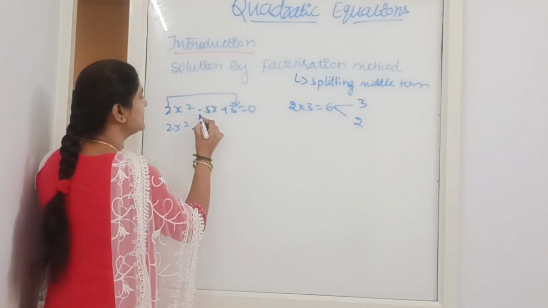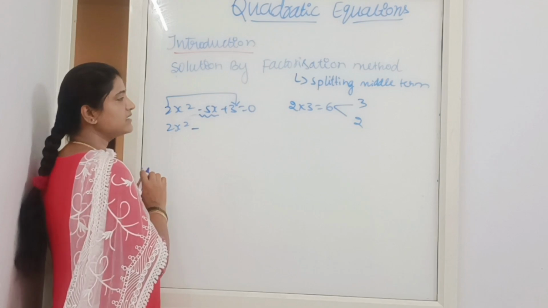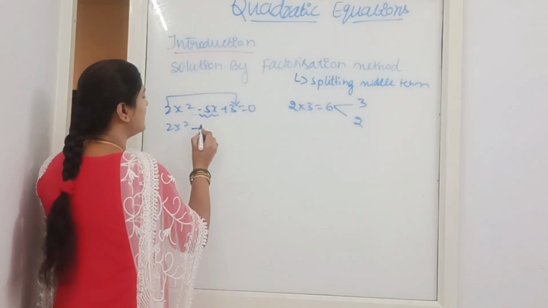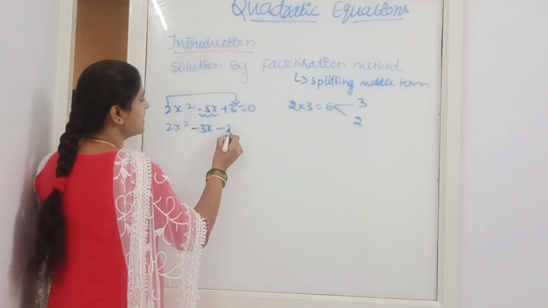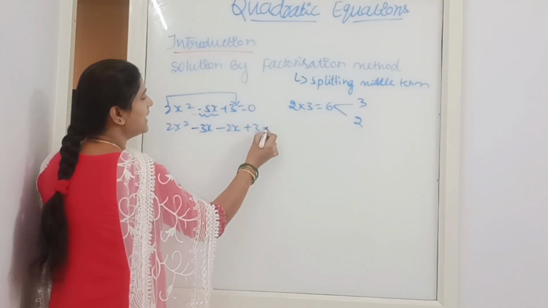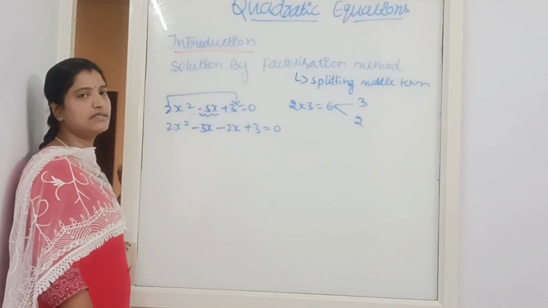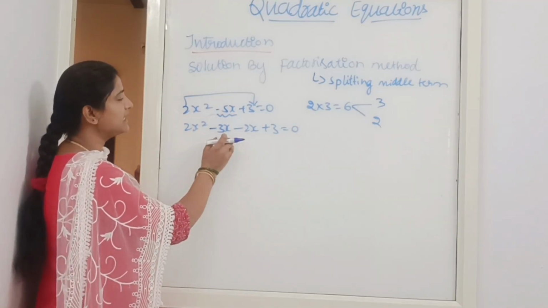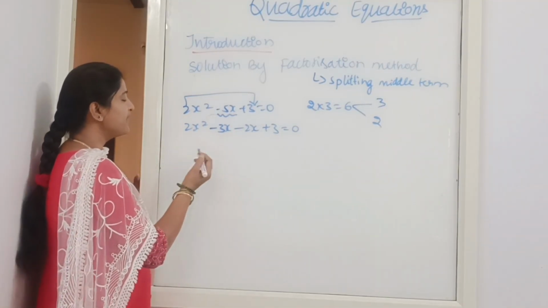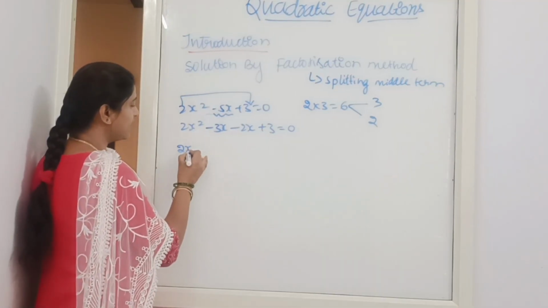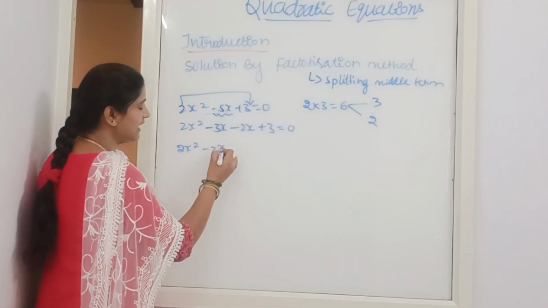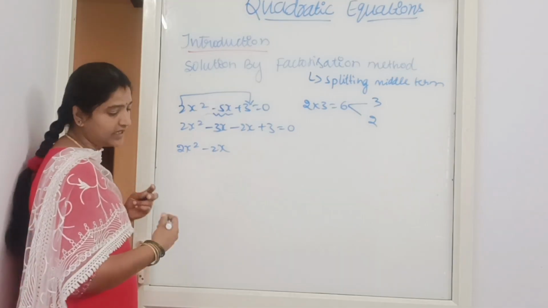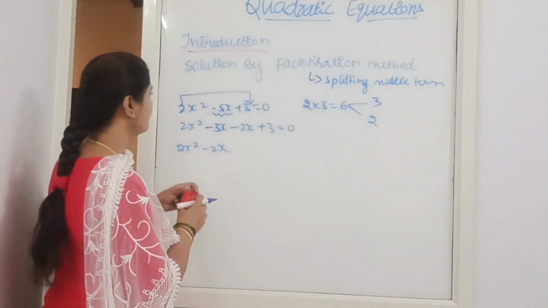So, in the place of minus 5x, we need to take its multiples. Minus 3x minus 2x plus 3 is equal to 0. But here, look, 2 is there, 3 is there. Can I change the order? Like 2x square, take firstly, let me write 2, or else you can take like that only, no problem, okay?